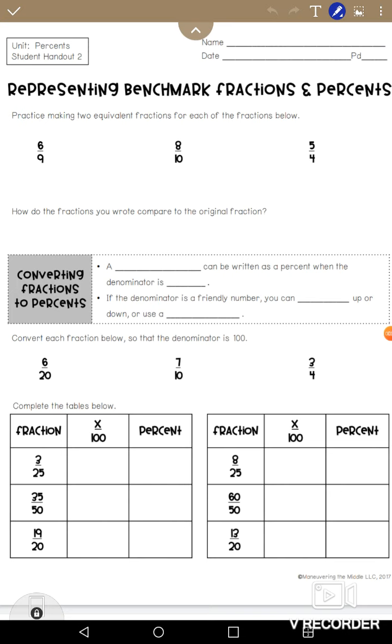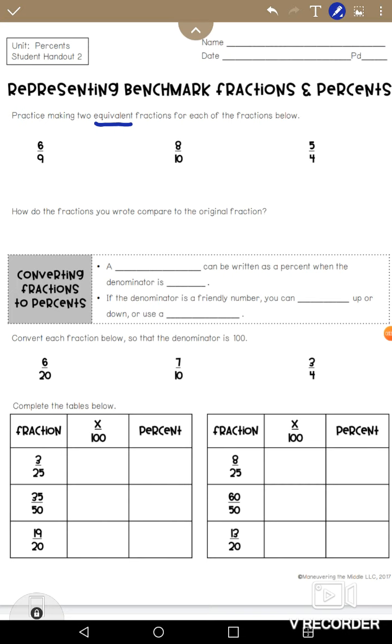Okay, so let's look at this first part. It says practice making two equivalent fractions for each of the fractions below. Equivalent, if you'll remember, means equal. And we talked about in our journal yesterday, we wrote down the definition for equivalent forms. Remember, an equivalent fraction means another fraction that has the same value. So 6/9 is 6 out of 9 parts. Well, I can make another fraction if I just think of either multiplying or dividing, because I can make my fraction get bigger or I can make it get smaller.